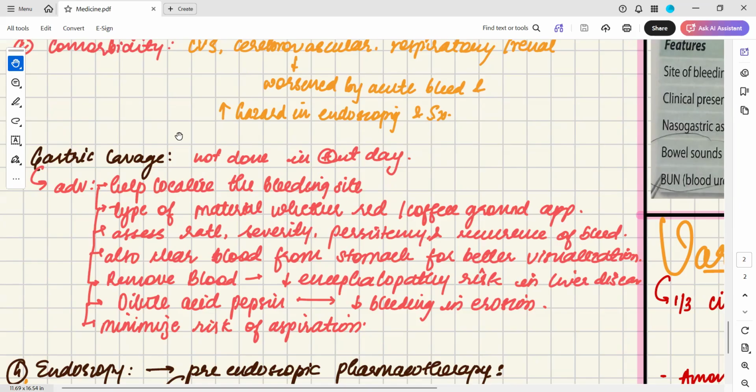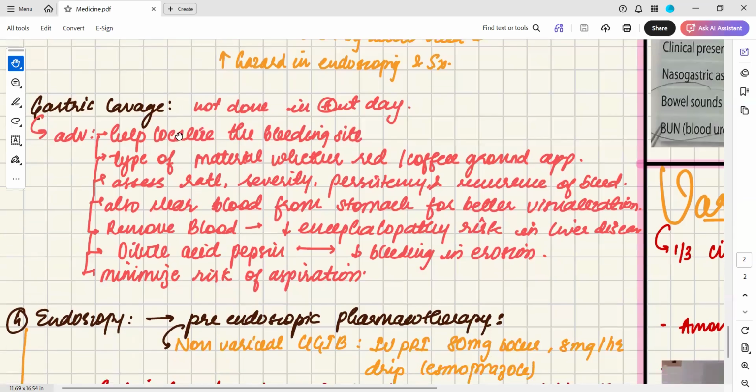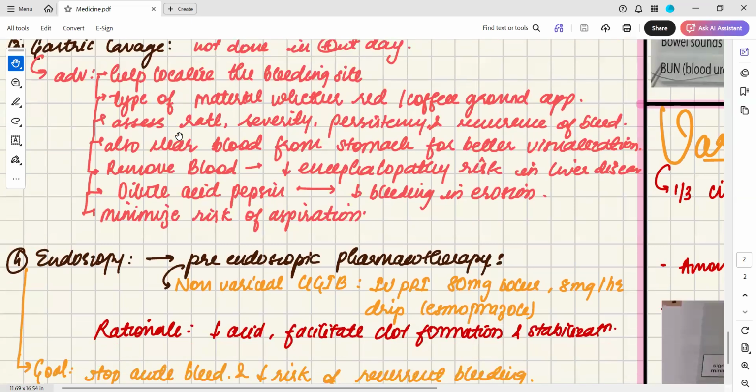But gastric lavage had advantages. It used to help localize the bleeding site, identify the type of material, whether red or coffee ground appearance, and assess rate, severity, persistence, and recurrence of bleed. Also, it cleared blood from the stomach for better visualization, removed blood, which decreases encephalopathic risk in liver diseases, diluted acid pepsin, decreased blood and erosion, and minimized the risk of aspiration. But nowadays, we do not really go for gastric lavage. We directly go for endoscopy.